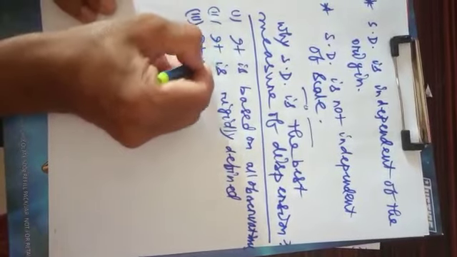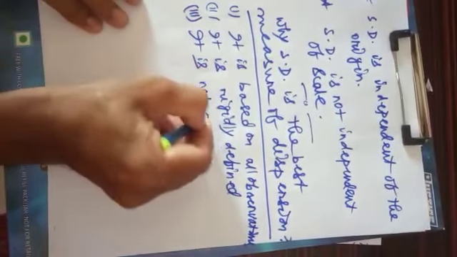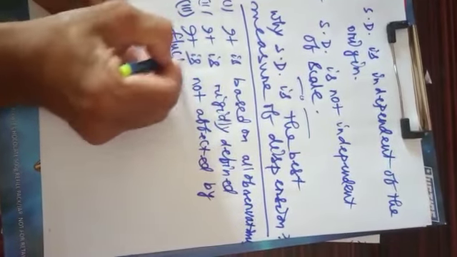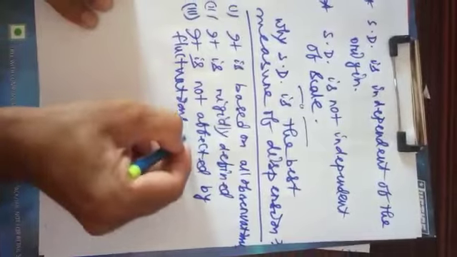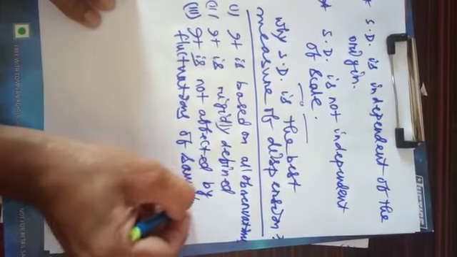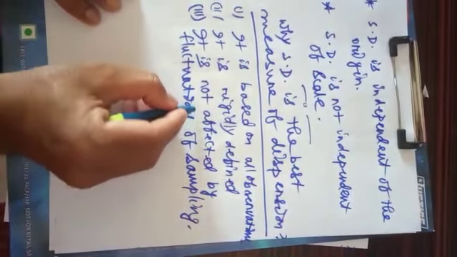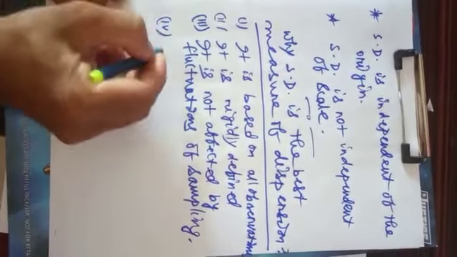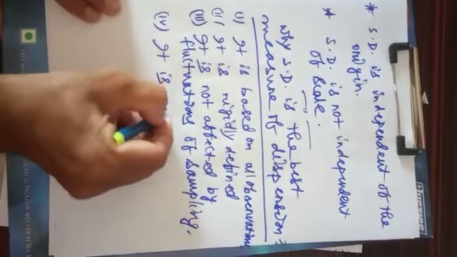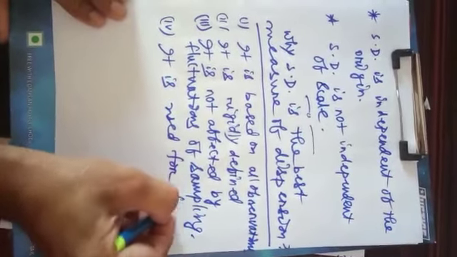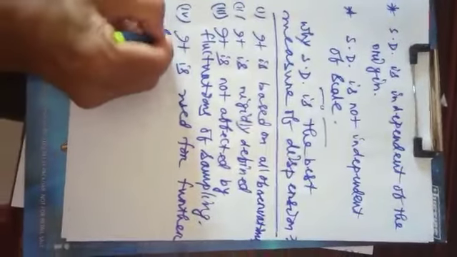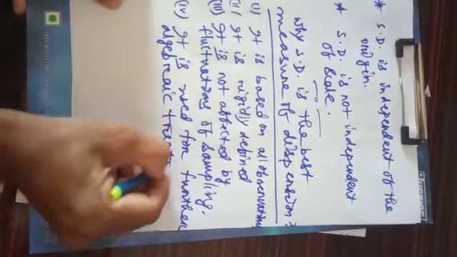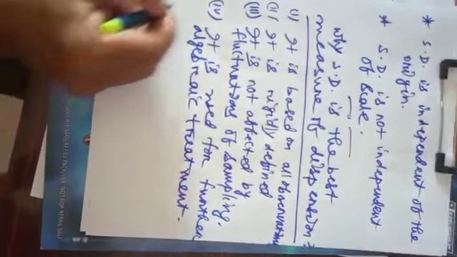The next one is, it is not affected by fluctuations of sampling, and if it is affected, then it is less affected. You can say it is less affected by fluctuation of sampling. And the next one is, it is used for further algebraic treatment.